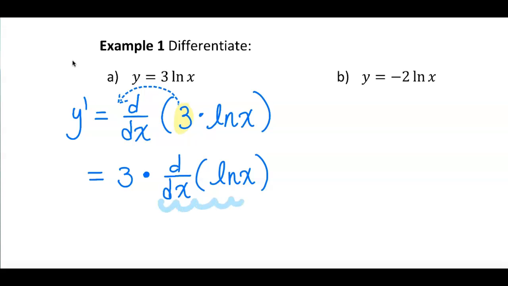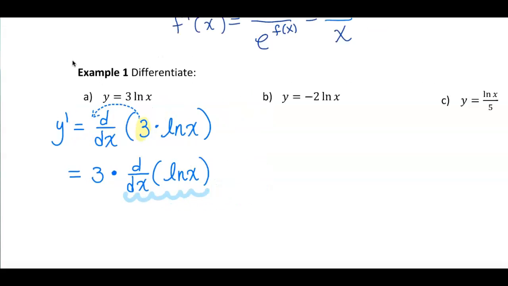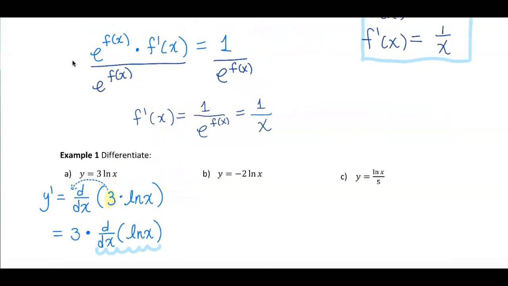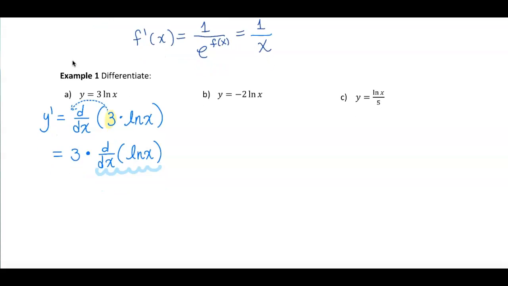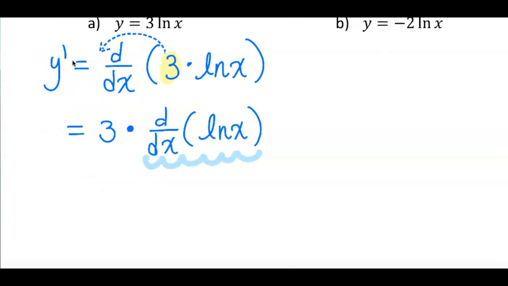this? Well, by theorem 7 that we just proved above, the derivative of natural log of x is simply 1 over x. So we found it. So this turns into 3 times 1 over x. Final answer is 3 over x.